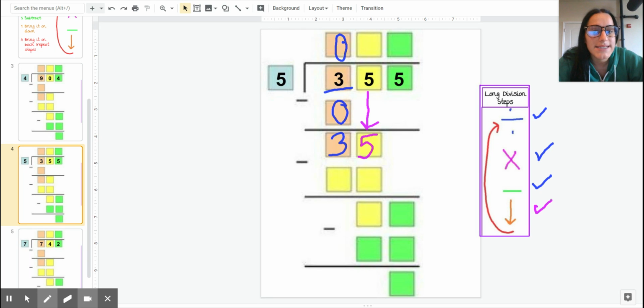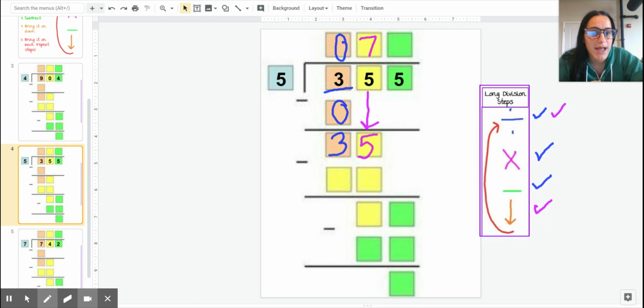So I'm going to ask myself, how many times does 5 go into 35? Let me check. 5, 10, 15, 20, 25, 30, 35. So 5 goes into 35 exactly 7 times. So I'm going to write a 7 up top. I'm going to check off that we divided.